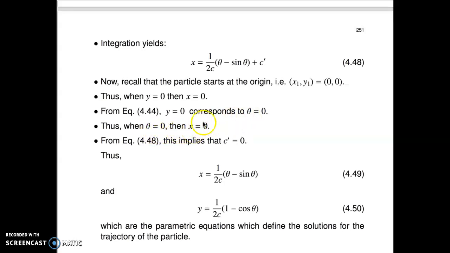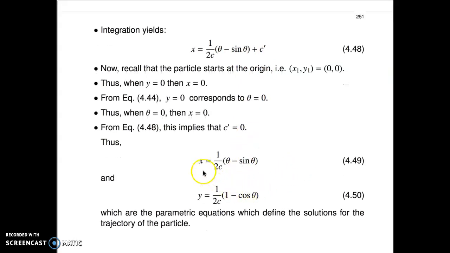Well, let's see. Substitute in theta equals 0. This whole expression would be 0. You would have, oh yeah, but x is supposed to be 0. 0 equals 0 plus c primed. That's telling you c primed is equal to 0. So as a result, we have x is equal to the same expression as equation 48, just dropping the integration constant. And there you go.